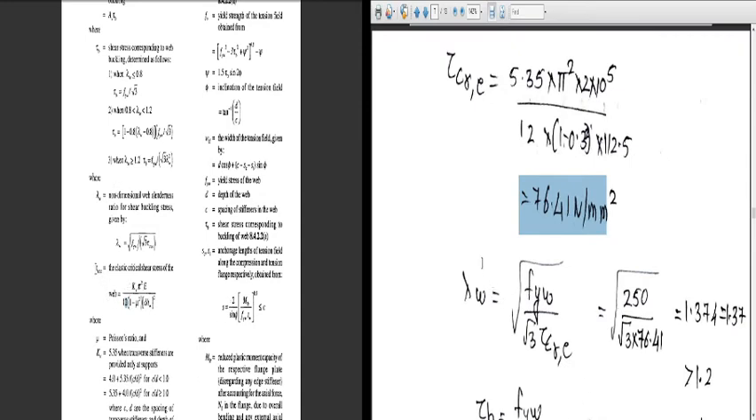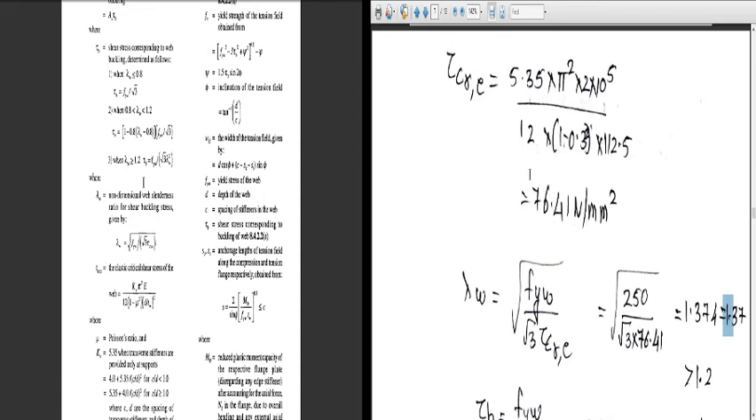So we got tau CR here. This we will substitute here and we'll get lambda w. So lambda w is given by root of fyw divided by root 3 tau CR. So it is 250 divided by root 3 into this value 76.41, which is 1.374. So we will take it as 1.37. So we got lambda w as 1.37. Again, you can see it is greater than 1.2.